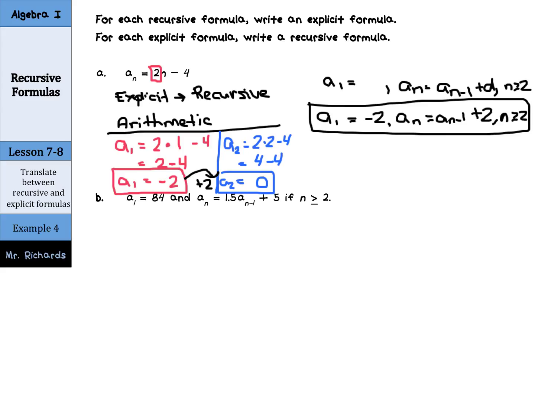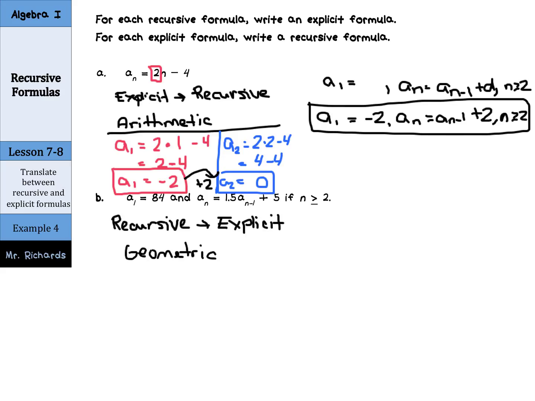In example B, we're given the first term is 84. For any term, multiply the previous term by 1.5 and add 5. Well, this is an example of a recursive formula. So here we need to go from recursive to explicit. And since we have this little multiplication thing here, this is considered a geometric sequence.